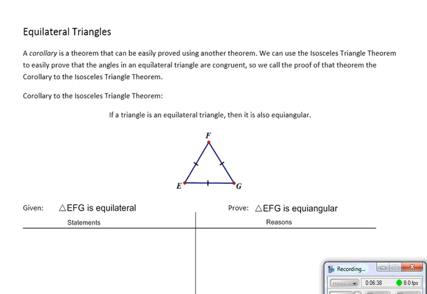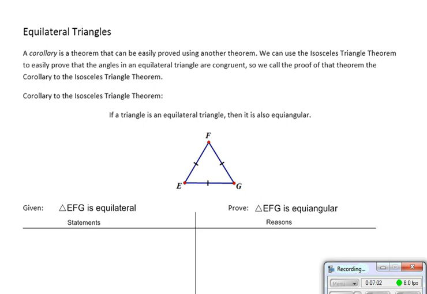Since the definition of an isosceles triangle says that it has at least two sides congruent, an equilateral triangle is really just a subset of an isosceles triangle. So these are going to be corollaries, which are easily proven using other theorems. What we're going to do is prove the corollary to the isosceles triangle theorem, and then we're going to flip it around and prove its converse. So let's start with the first one.